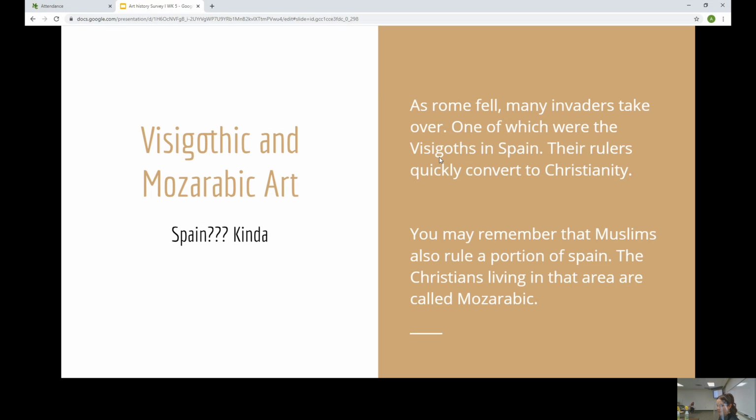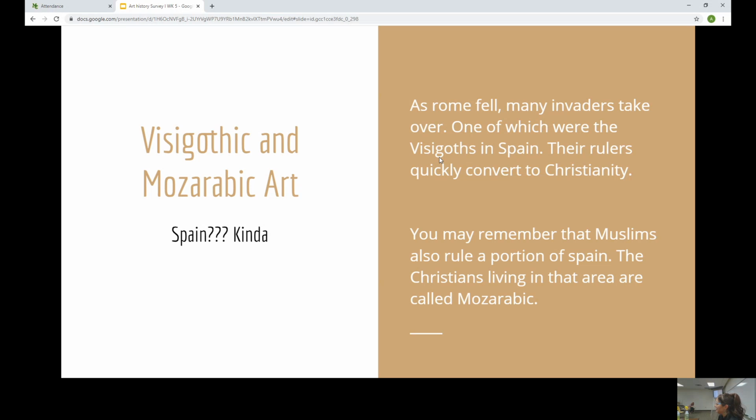If you remember, there are Muslims living there. We just talked about that yesterday. So this is also going to touch on Christians that are living in that Arabic or Muslim region, as they're right next door. It makes sense that there are some Muslims in the Visigoth region and some Christians in the Muslim region. They're neighbors. The Christians that existed in the Muslim portion of Spain are known as Mozarabics.